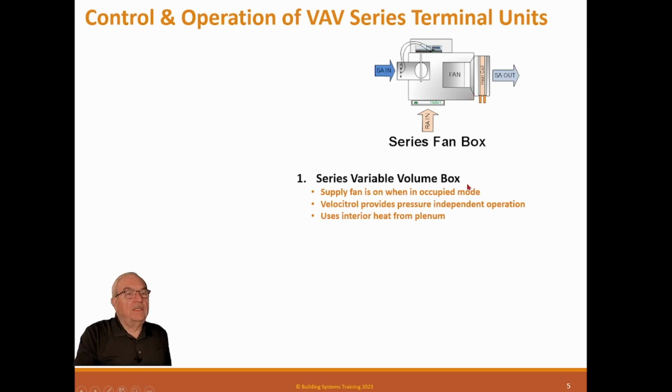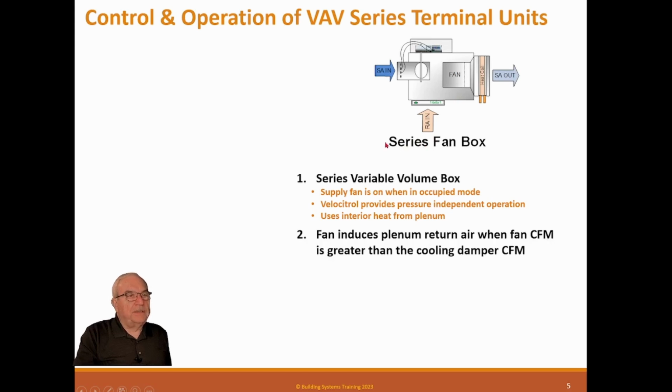Series variable volume box. Supply fan is on when it's in the occupied mode. Velocitrol provides pressure independent operation. Uses interior heat from the plenum. So any heat in the plenum, it will use that to heat the space. Fan induces plenum return air when the CFM is greater than the cooling damper CFM, which we just talked about. Supply air is constant volume, variable temperature.